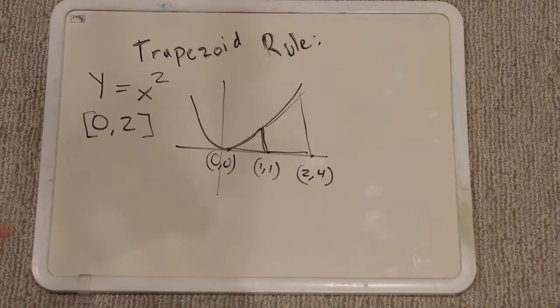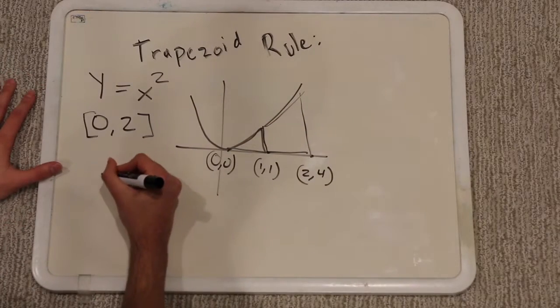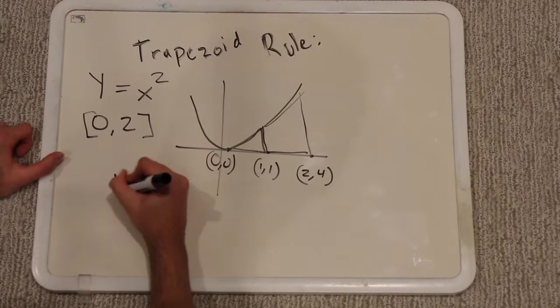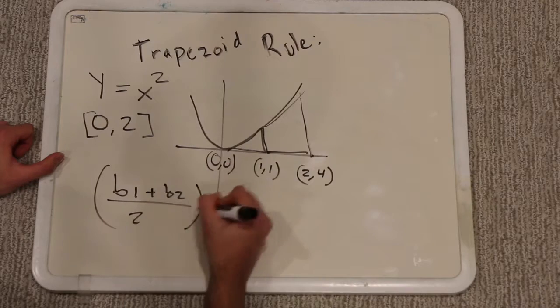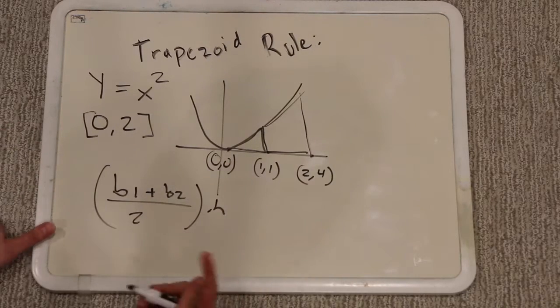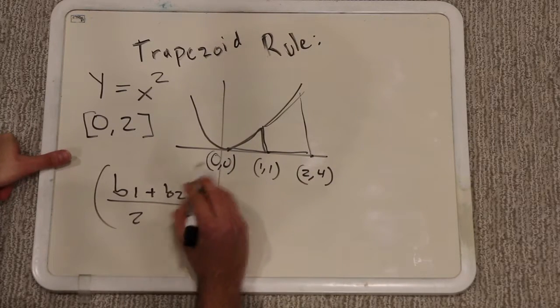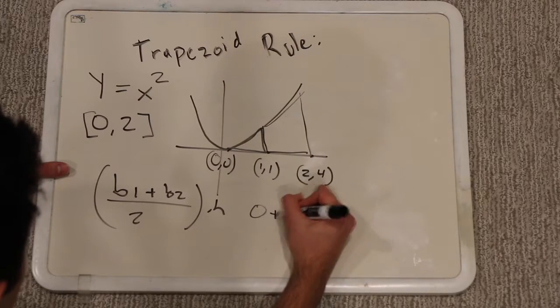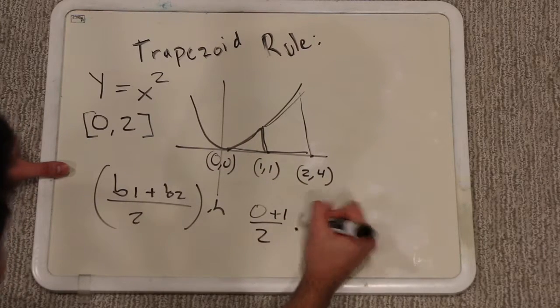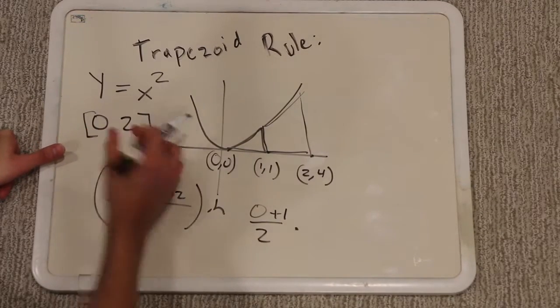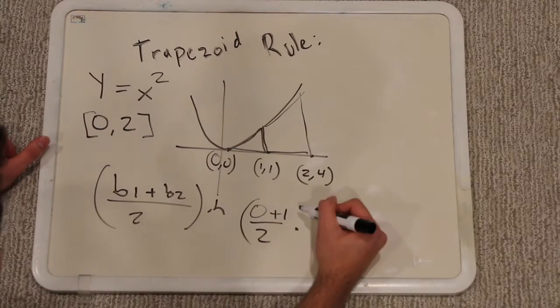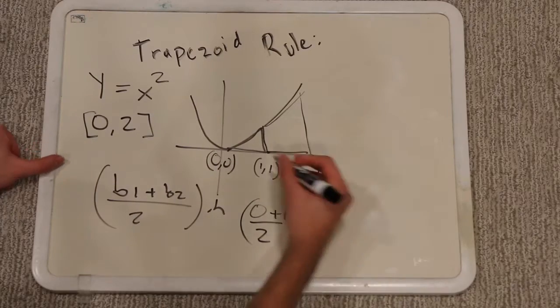And we're just going to go about this problem the normal way. So we're going to use the trapezoid rule: base 1 plus base 2 over 2 times height. That's how you find the area of a trapezoid. So we're just going to plug in these values. For the first one, we're going to do 0 plus 1 over 2 times the height. And the height is going to be 1 since we're using two trapezoids. So it's going to be all this times 1. So that's our first trapezoid.